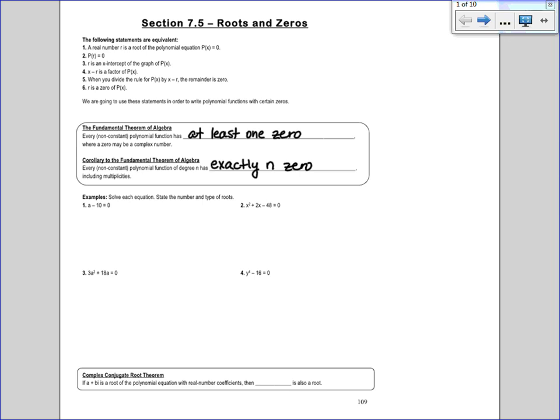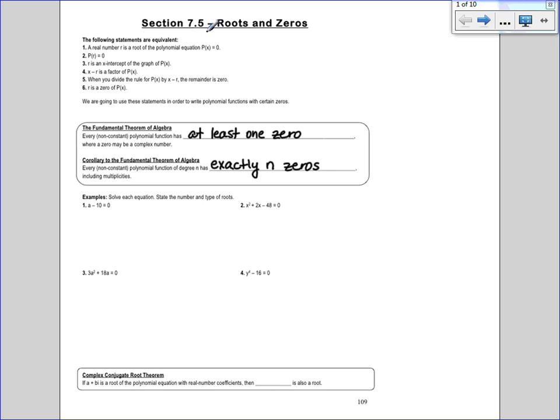n zeros, including multiplicities. So that means we might have an equation, we might get the answers 1, negative 2, 1, and 2 out. Well, 1 would have multiplicity 2. It would be listed twice, but this would be 4 solutions, 1, negative 2, 1, and 2. So that would be a degree 4 equation.